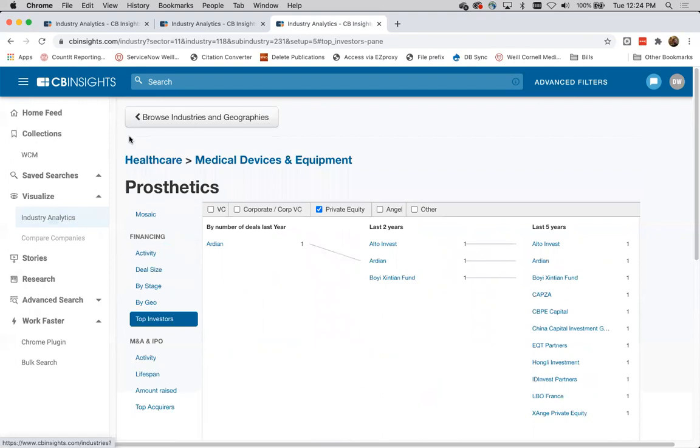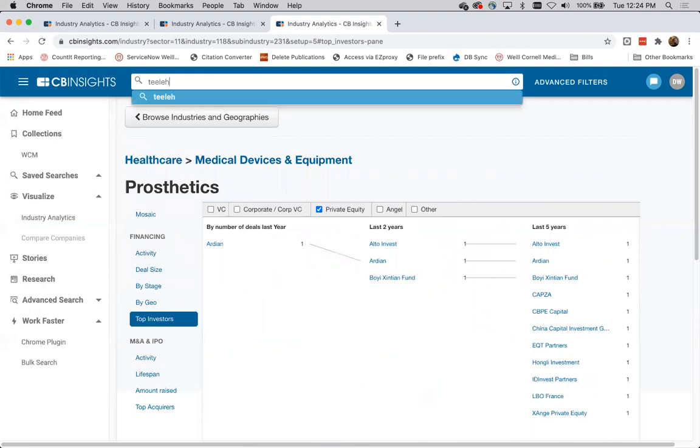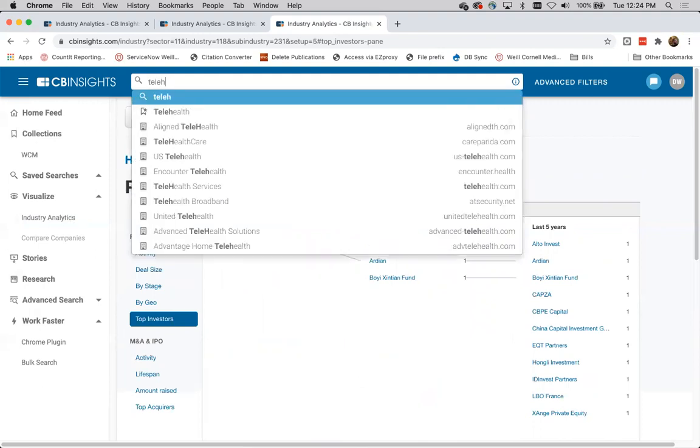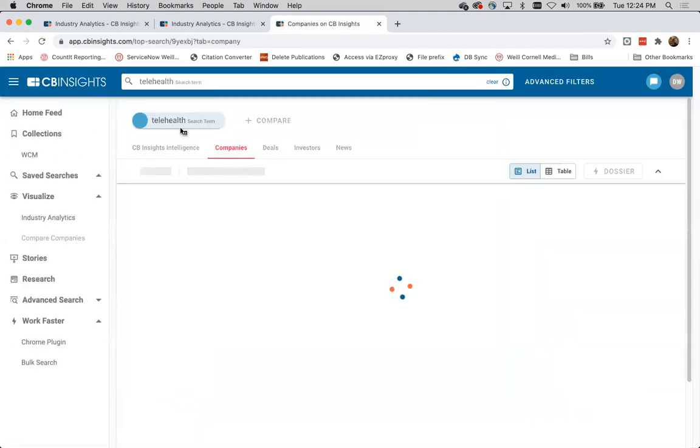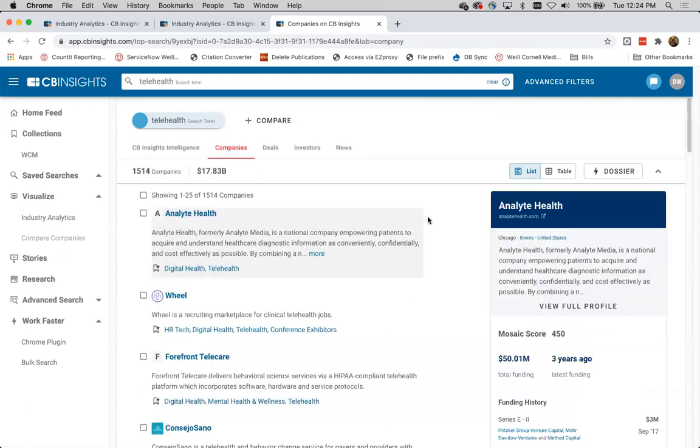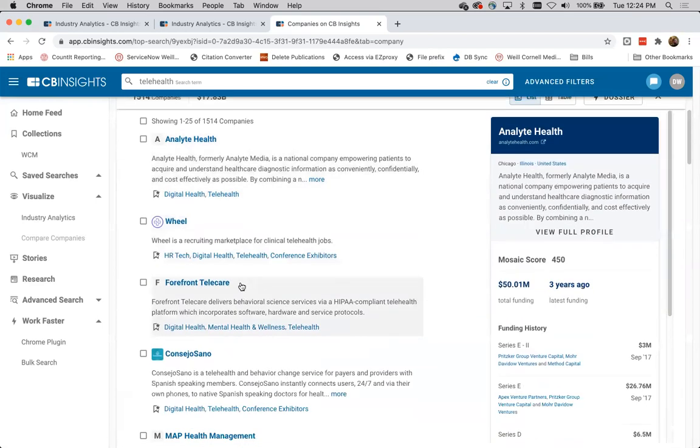Cool, so those are the two main ways to browse. You can also search. The search is not the greatest, but it is a great way to get to another type of view that you might be interested in. So if you just wanted to look for telehealth, it's going to search basically all of the metadata for each company for telehealth, and it also lets you know if there's a collection for that particular group.